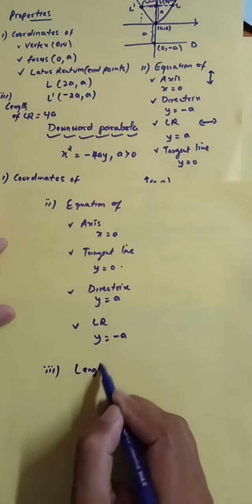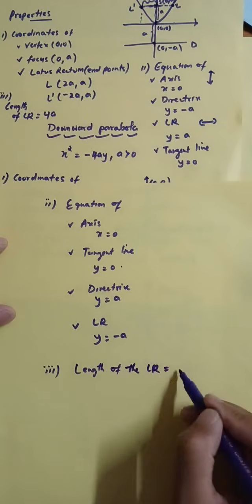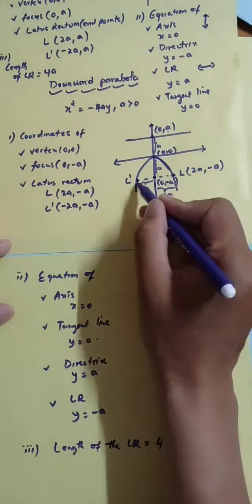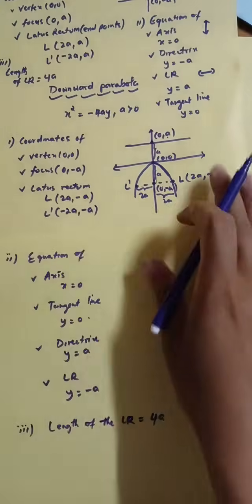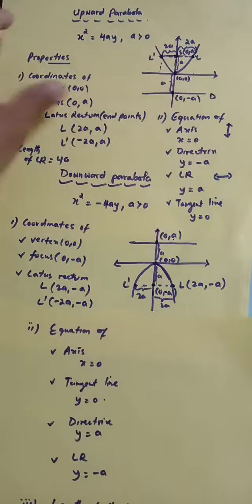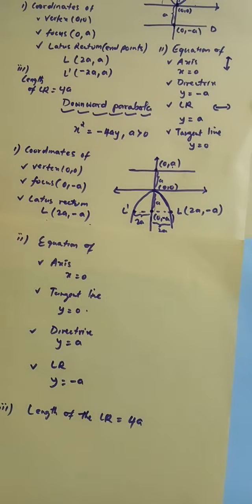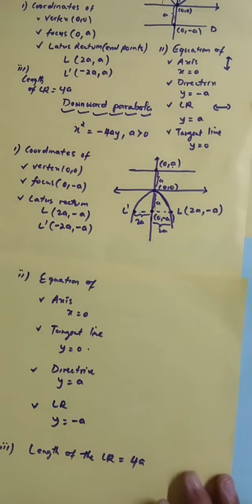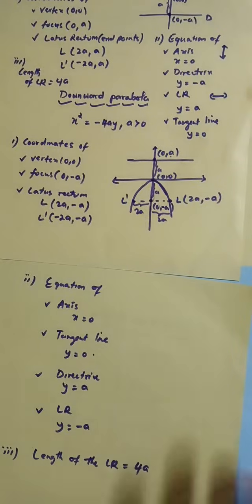The length of the LR is equal to 4a. Class 12, this is for you: 2a plus 2a will give you 4a. So these are the properties of the downward parabola. You have to equip yourself with this much information to get the marks.